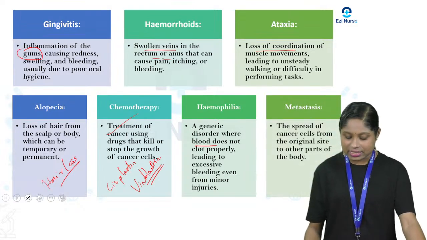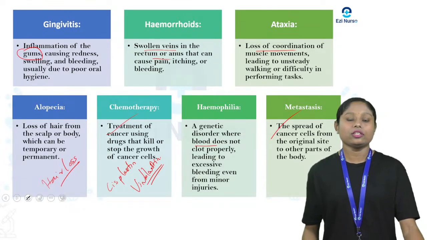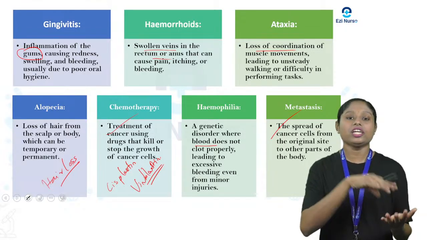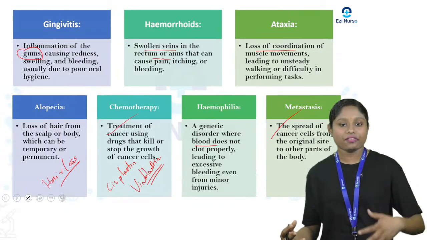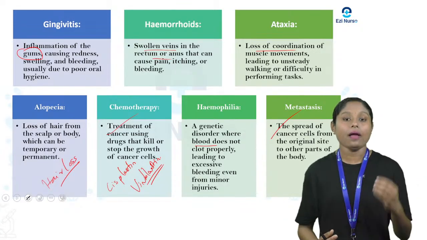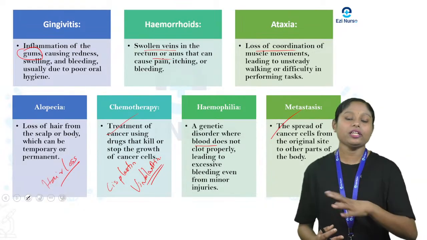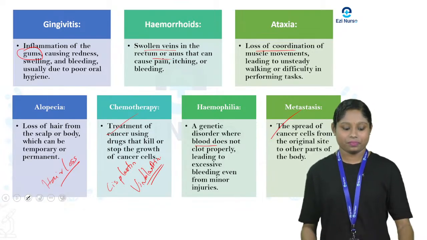So the next word is metastasis. What is metastasis? The spread of cancer cells from the original site to other parts of the body. If a person had cancer in the lungs, from the lungs it will shift into other parts like lymph nodes. It is affecting the liver. Then it is what is called metastasis. One particular part, it is spreading to the other parts. So that is what is known as metastasis.